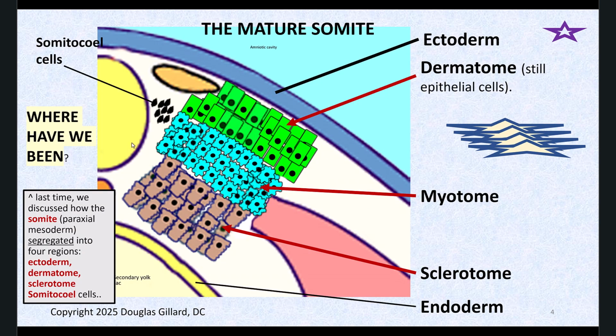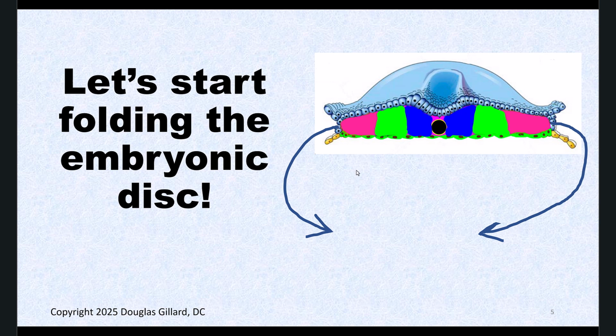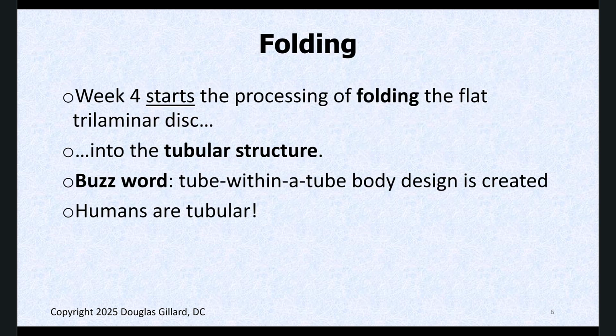All right, but you can see this is already folded. It's not flat anymore. So that's what we're doing today. We're going to talk about folding. And there are our 3 regions in the flat embryonic disc. We're going to fold it into a tube within a tube body design, which is our mature form. It starts about week 4. Classically, week 3 is gastrulation, and week 4 is folding. So the buzzword is tube within a tube body design.